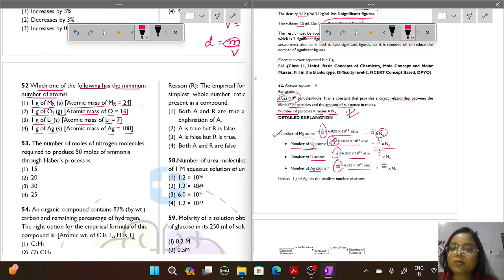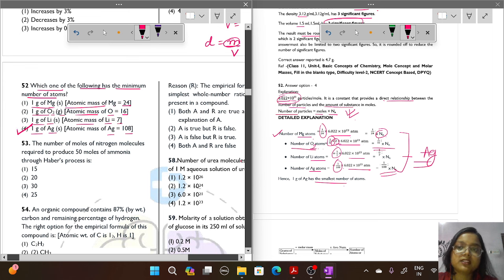So among these four, which will have the minimum number? Ag will have the minimum number of atoms, right? Ag is the smallest here, therefore Ag will have the minimum number of atoms. Okay, it will have the smallest number of atoms. So option number 4 is the correct option.